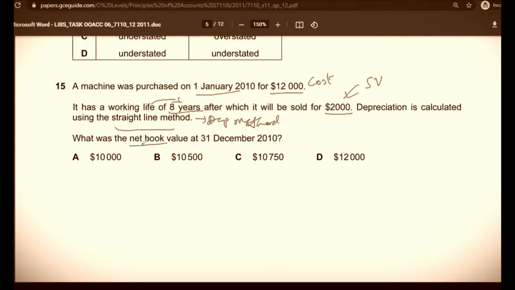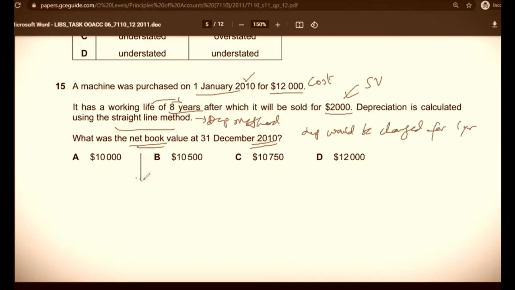What was the net book value at 31st December 2010? So the year when it was purchased was 2010, 1st January 2010, and we are being asked to calculate the net book value at 31st December 2010. So basically, depreciation would be charged for 1 year only. Depreciation would be charged for 1 year in this question.